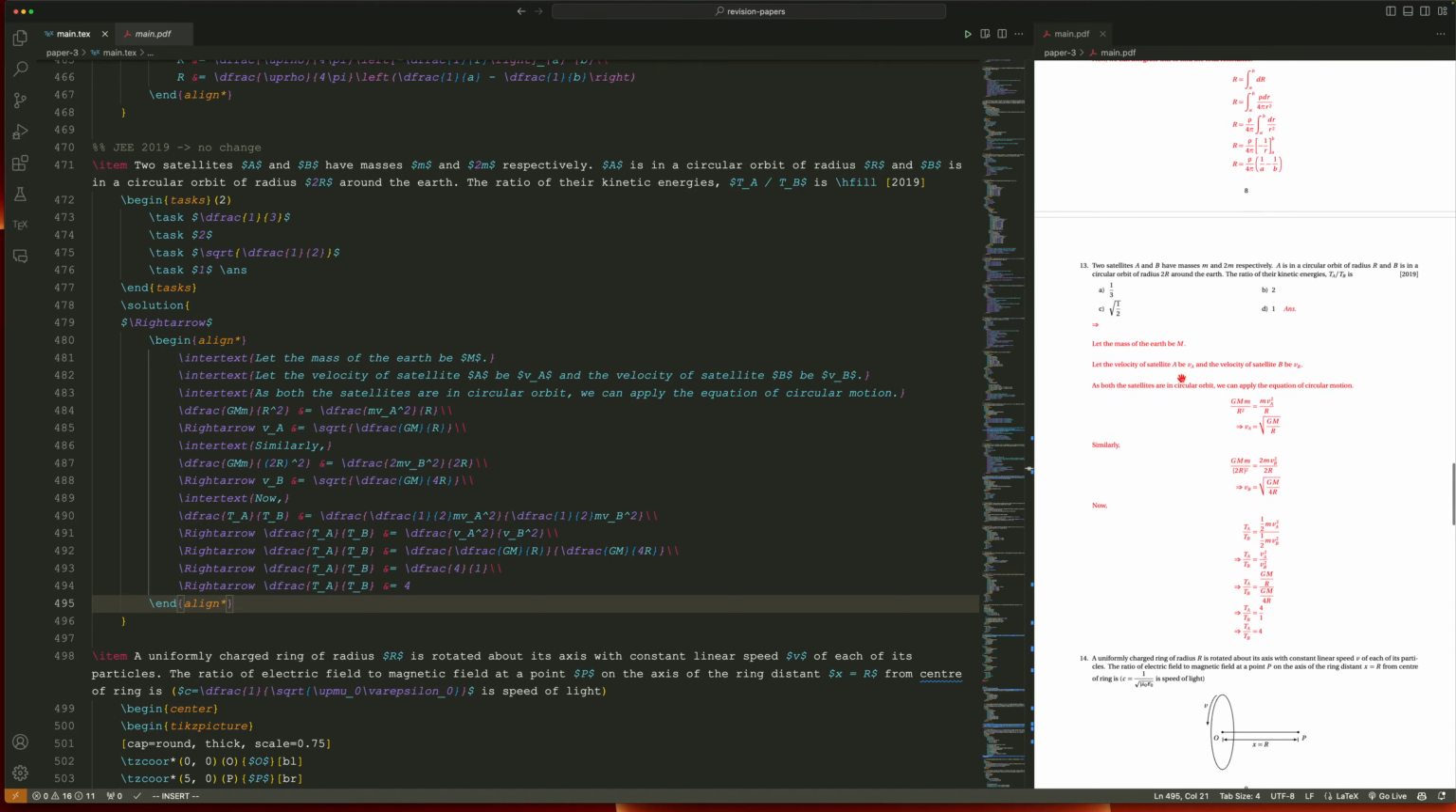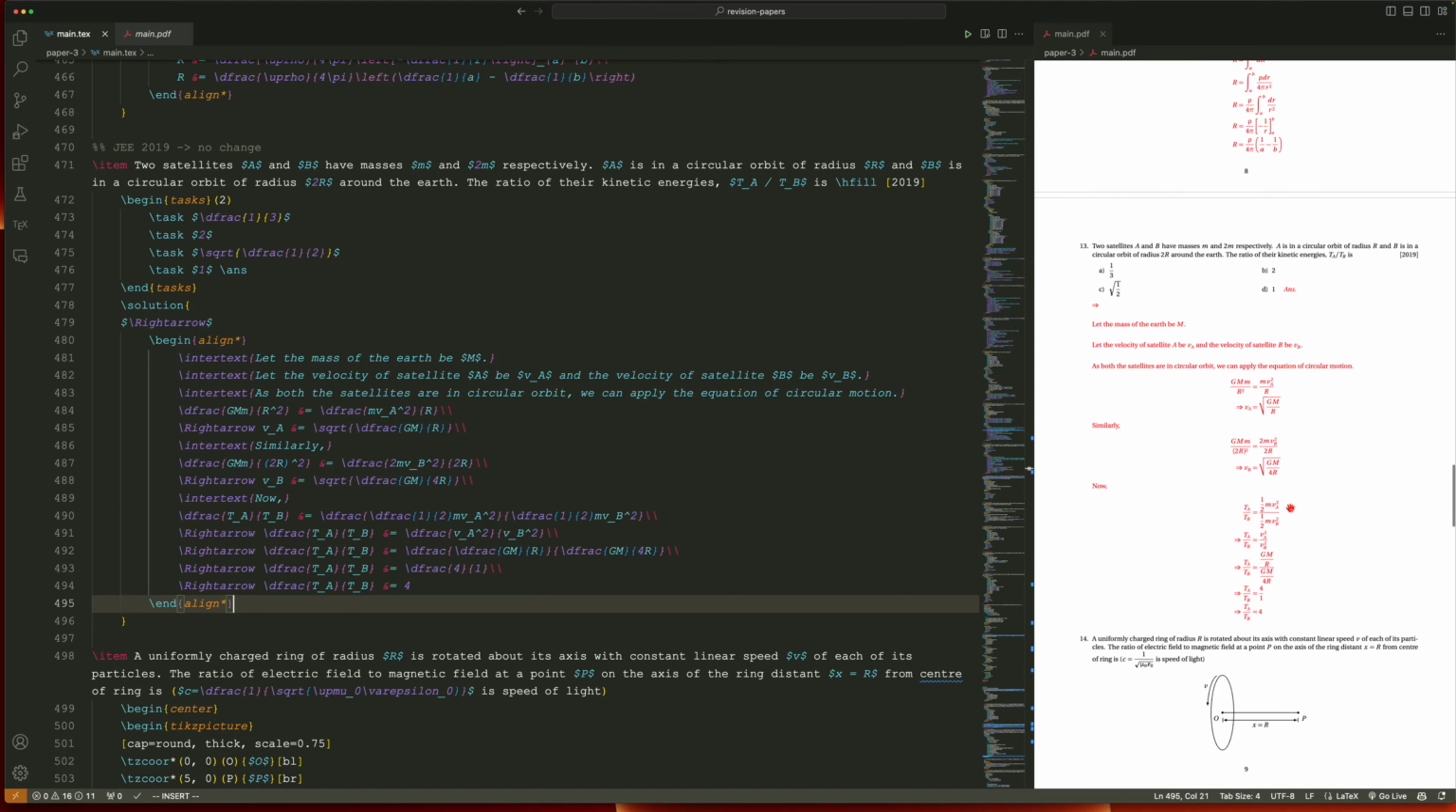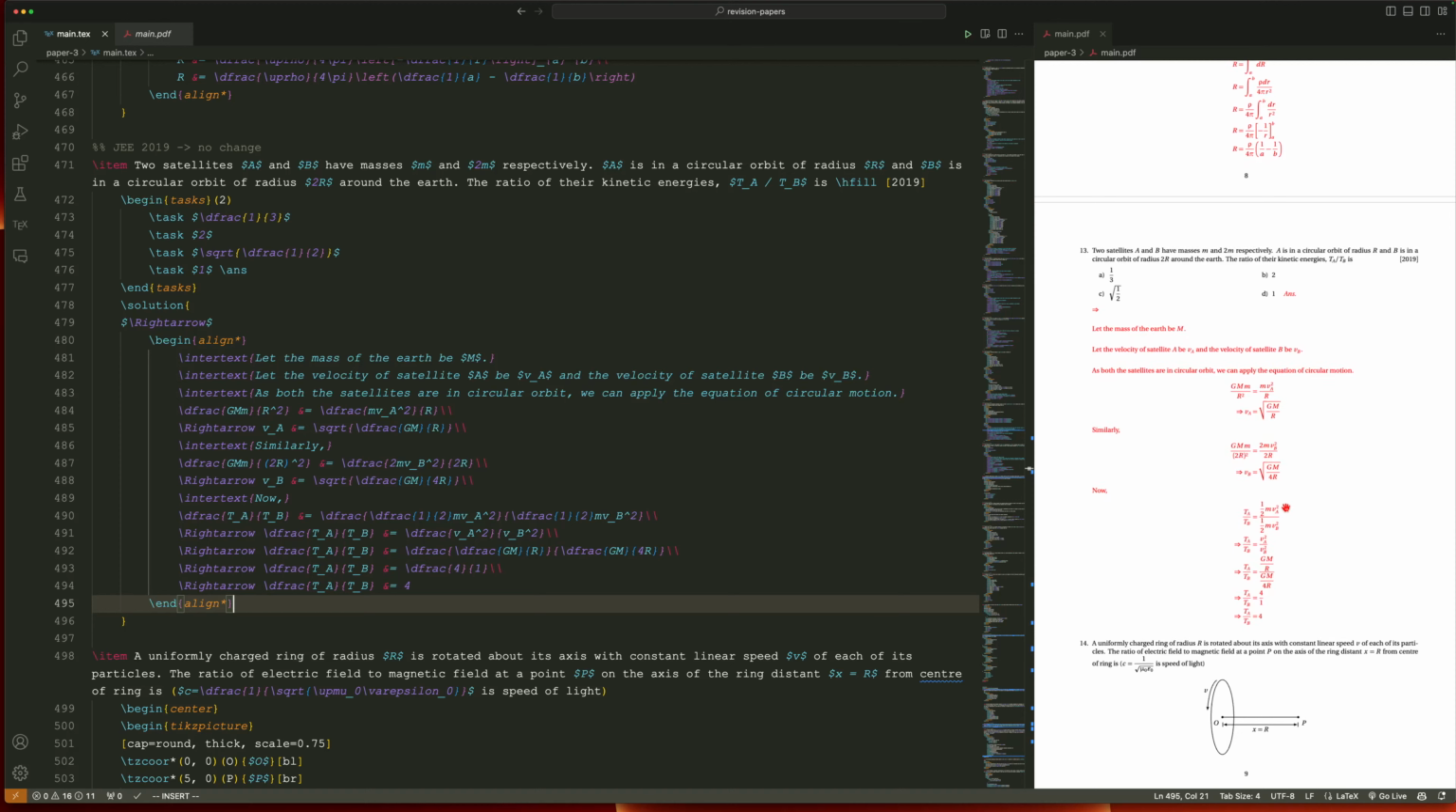So again, two satellites A and B have masses m and m. A is in a circular orbit of radius r. B is in a circular orbit of radius 2r around the Earth. The ratio of the kinetic energy of A to B. So as you can see, unfortunately it got the wrong answer.